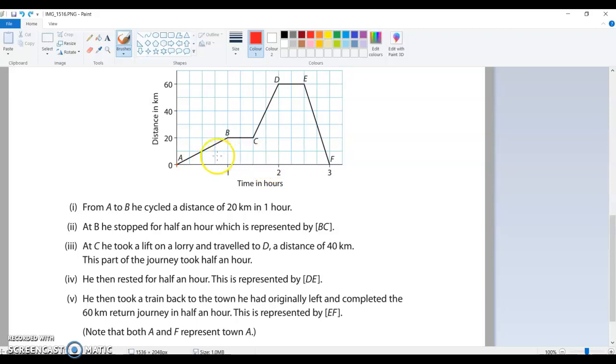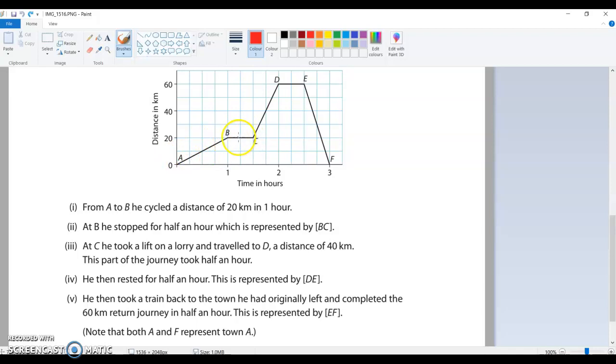So just be careful. If you're looking for the speed in this part of the journey, both your points need to be in that part of the journey. So you could take that point there and this point here. That will be fine as well. But what you can't do is take this point and this point, because there's no line between those. There's no line you're getting the slope of. No straight line, I mean. So that's 20 kilometers an hour, the first part.